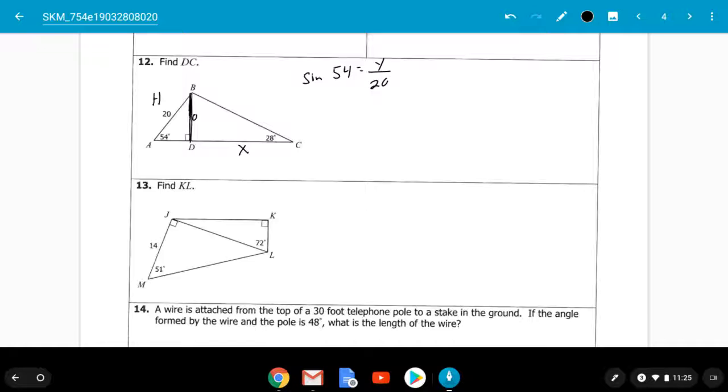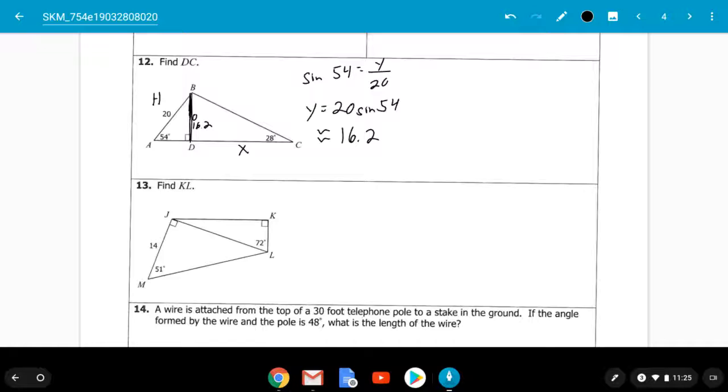Since the variable's on top, we multiply. So 20 times sine of 54. Put that into our calculator, and that's going to be roughly 16.2. Alright, so this side here is 16.2.